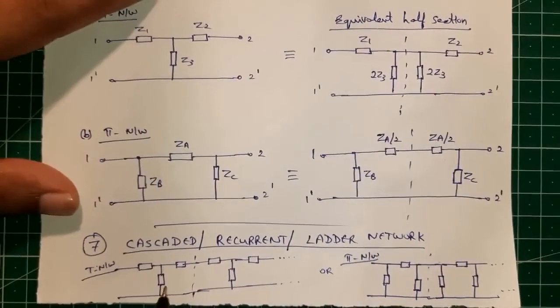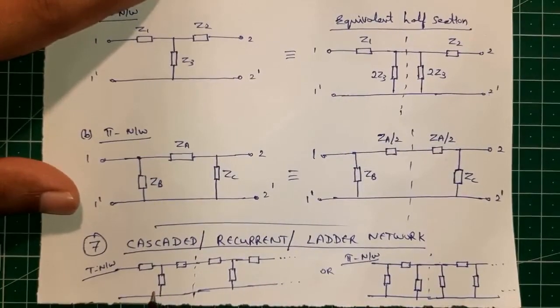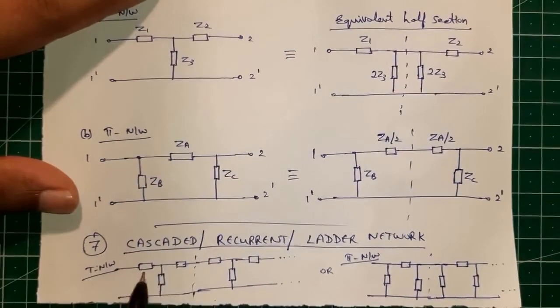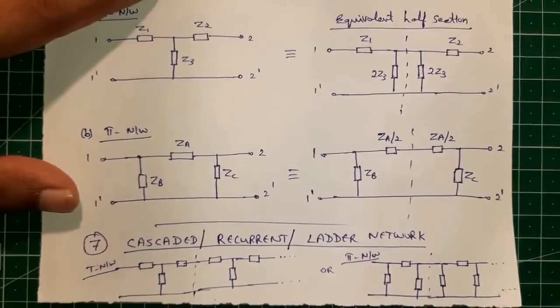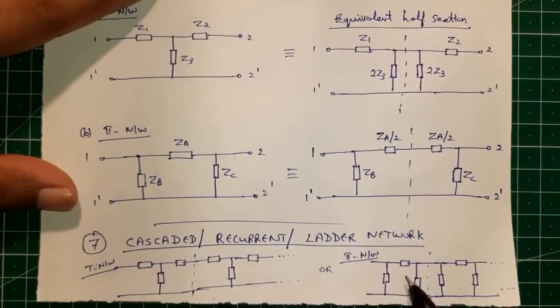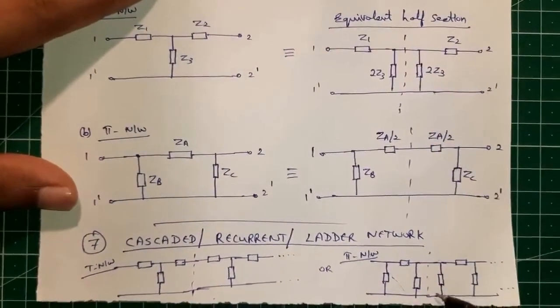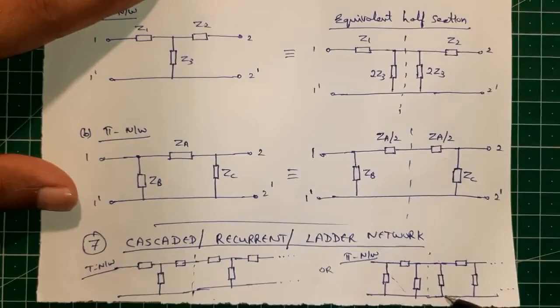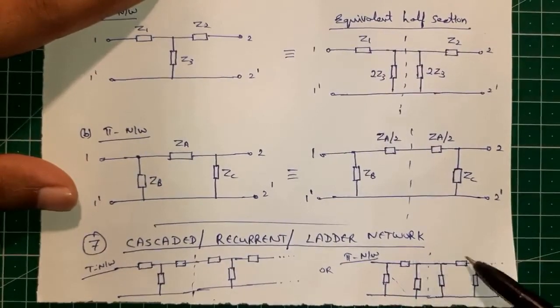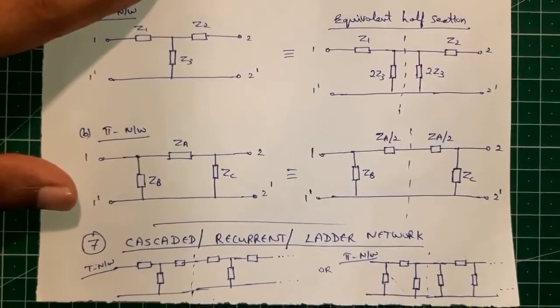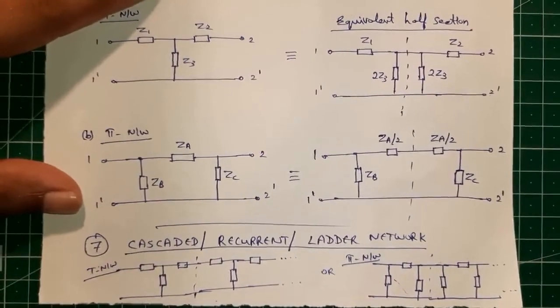Again, if you look, this is like a half section. Up to here, this is like a half section of a pi network. Actually, it is a cascading of T network, but here, if you check this. Similarly, if you see here, up to here, it's like a half section of a pi network. Sorry, T network. Half section of a T network. Actually, it is a cascaded pi network.